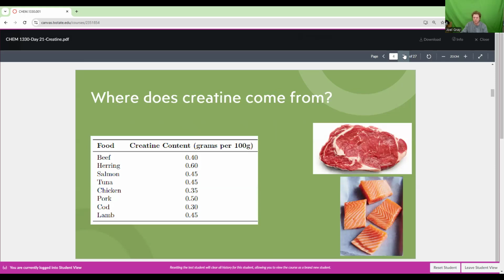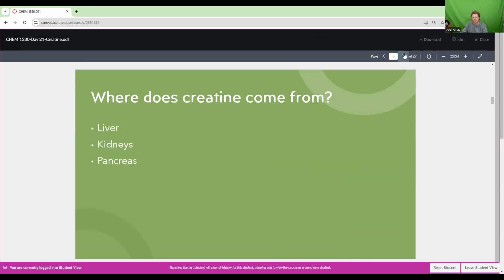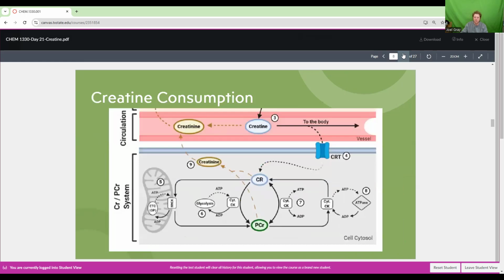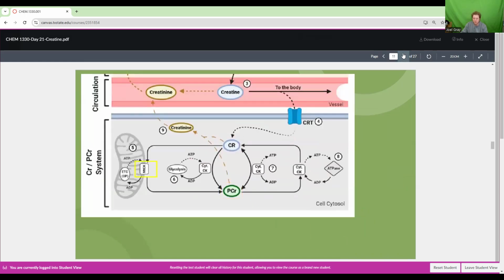Where does creatine come from? Meats, typically. Not exclusively, but typically it's going to come from meats. And in part because your body can produce creatine. Your liver, the kidneys, and your pancreas all contribute to the production of creatine. And they all work together to put creatine into any cells that need it that make this phosphocreatine system. And that phosphocreatine system basically supplements whenever your ATP stores are low. So those are the high points of creatine.